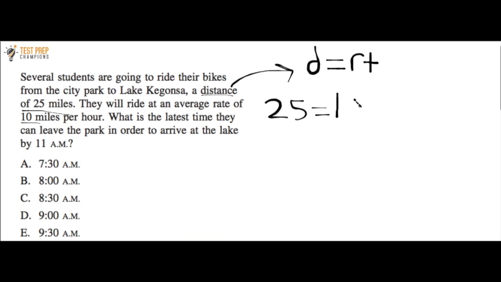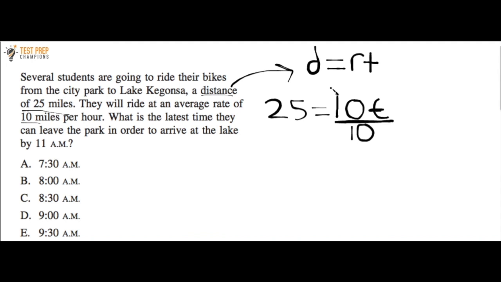All right, so we've got 25 equals R times T. So they've given us the distance and they've given us the rate, and what we can do is use this information to figure out the time. So if I have 10 times T, or 10T, and I just want to get T by itself, what would I do? Well, since it's 10 times T, I need to do the opposite operation of times, which is division. So I'm going to divide by 10.